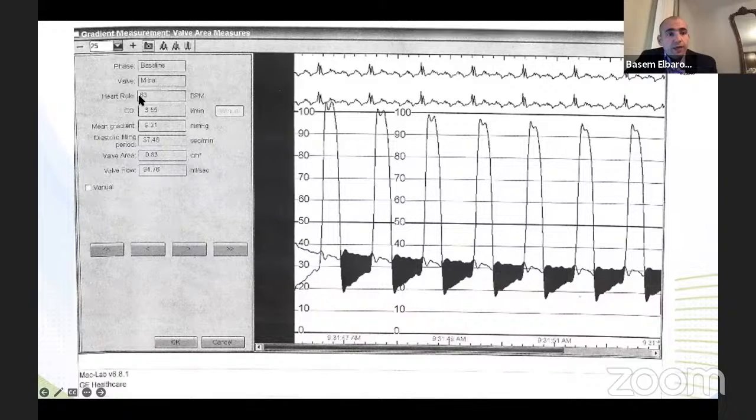Look here, the heart rate's in there. Cardiac output is in there because you've already calculated it. This is the mean gradient of 9.21. So getting close, but not as a severe measurement. However, the diastolic filling period, the software will calculate it for you. And with this information, it gives you a valve area of 0.83, which is more on the severe side, which, if the patient has good symptoms and that's what you're getting calculated, then maybe an intervention is warranted.